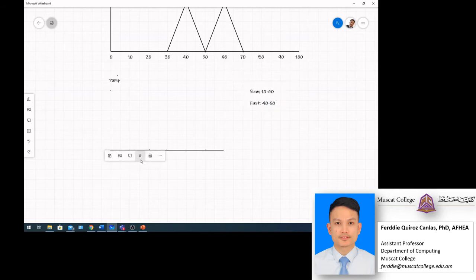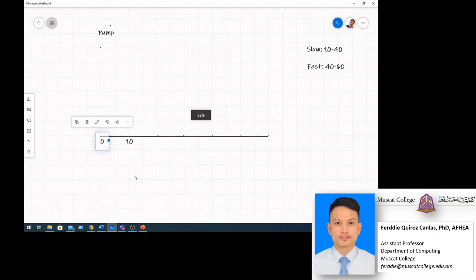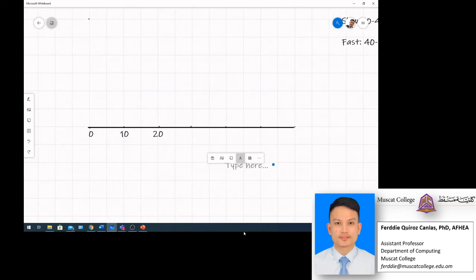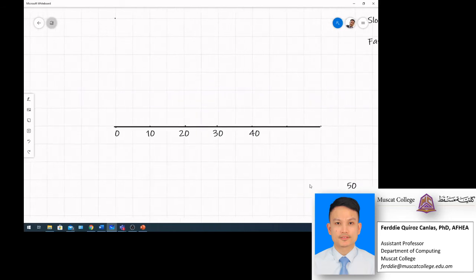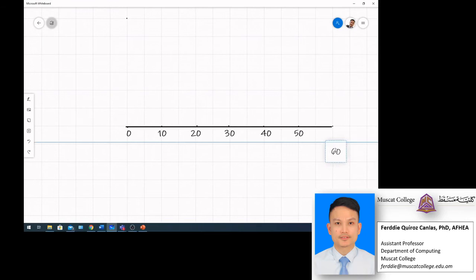So 0, then we have in here 10. Let's place it here on this dot. Let me magnify it a bit. And we have here 20, and here 30. Then we have here 40, and here 50. And lastly, we have 60. So it's fine then. Let's now construct the vertical line.